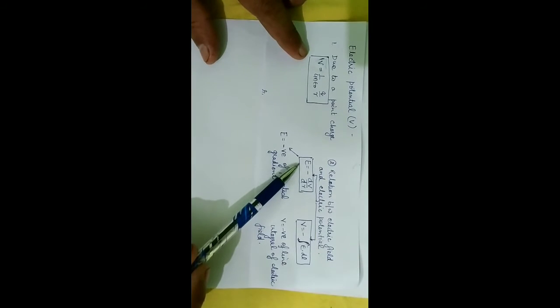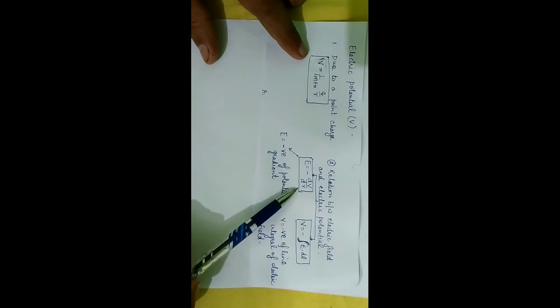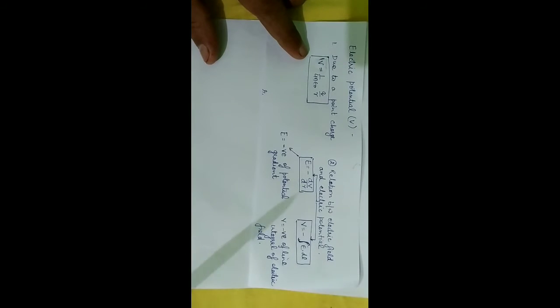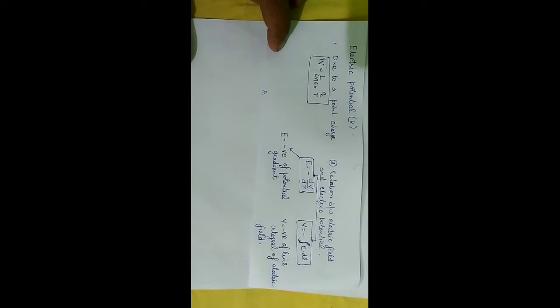There are two relations of electric potential. The first one is that electric field is the negative of the potential gradient. We call this term dV by dr the potential gradient. So electric field is equal to the negative of the potential gradient. And the second relation is that the potential is equal to the negative of the line integral of electric field. We are going to find all three relations together, because the starting of all three derivations is the same, so I am going to derive all three together.